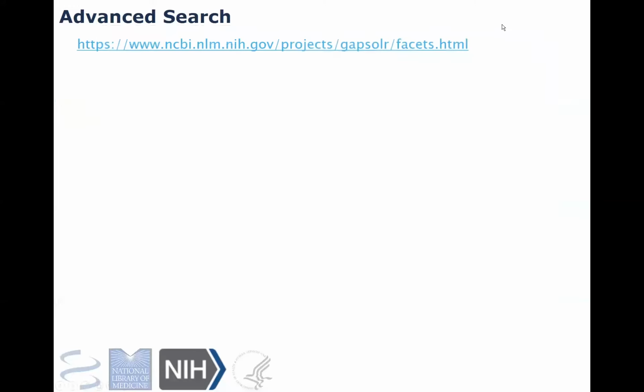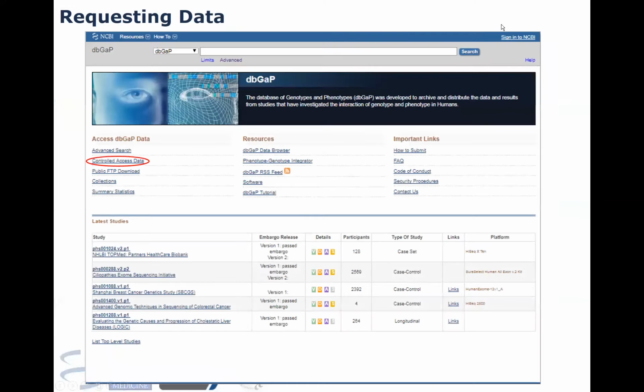Now I'm just going to close that. I just wanted to introduce the advanced search there. And now that we're getting towards the end of this, I wanted to show just briefly where you would go if you actually were interested in requesting data. So that's a separate interface. The public interface just shows the summary, but to actually request the data, you have to go through a controlled access system. And that's the second link here on the dbGaP homepage.